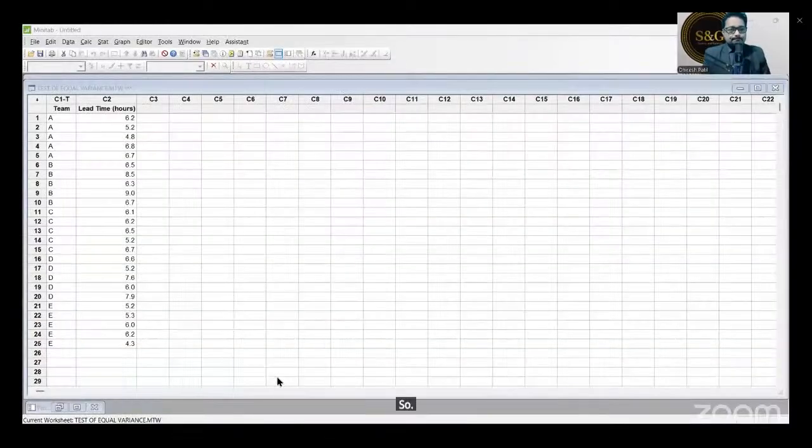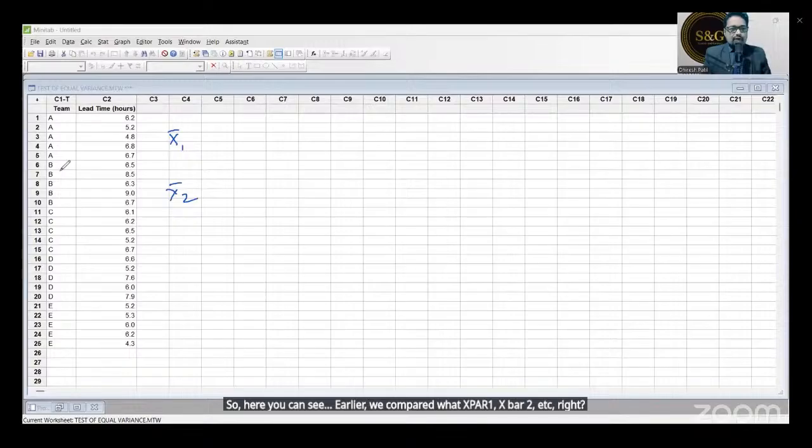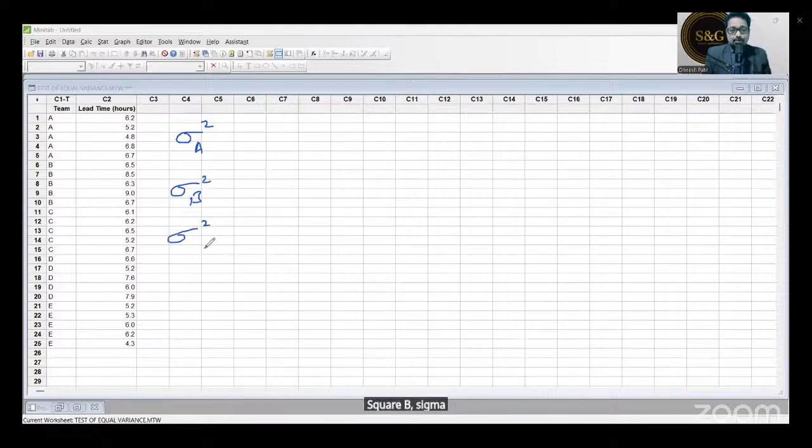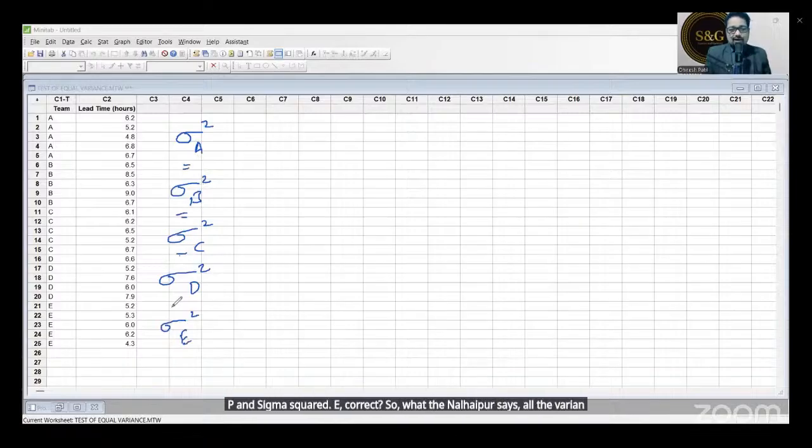So here you can see, earlier we compared what? X bar 1, X bar 2, etc., right? So now, instead of X bar, we are going to compare what? The variances. Okay. So variance is shown as this symbol, sigma square, right? So we are comparing sigma square A, sigma square B, sigma square C, D, and sigma square E, correct? So what the null hypothesis says, all the variances are equal. The alternate will say there is a statistical significant difference between the variances, right? So let's do this. Find out whether there is a statistical significant difference.